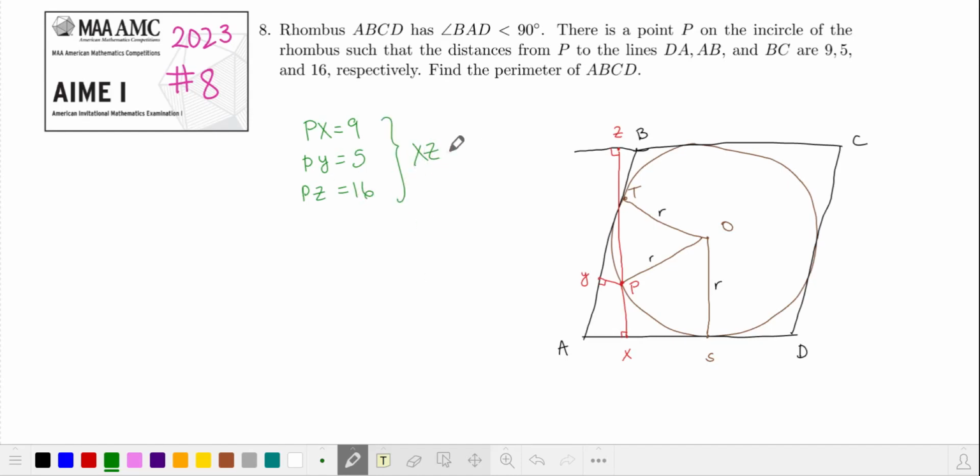XZ is the height of our rhombus. That's 9 plus 16, or 25. This is also the diameter of our incircle, so our radius is 25 over 2.